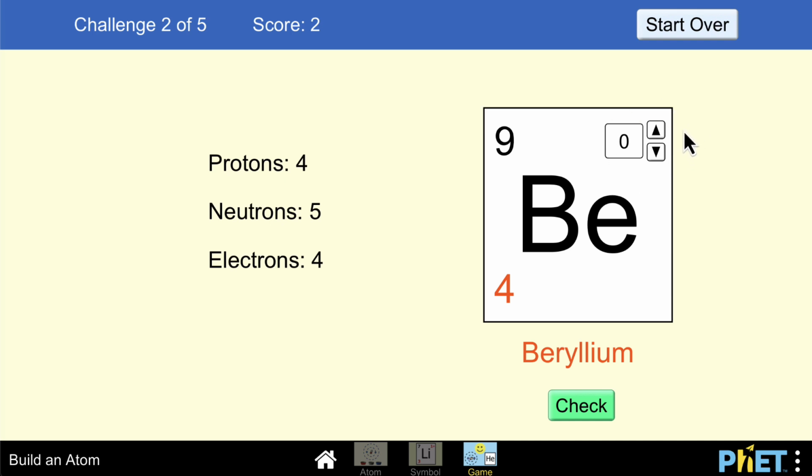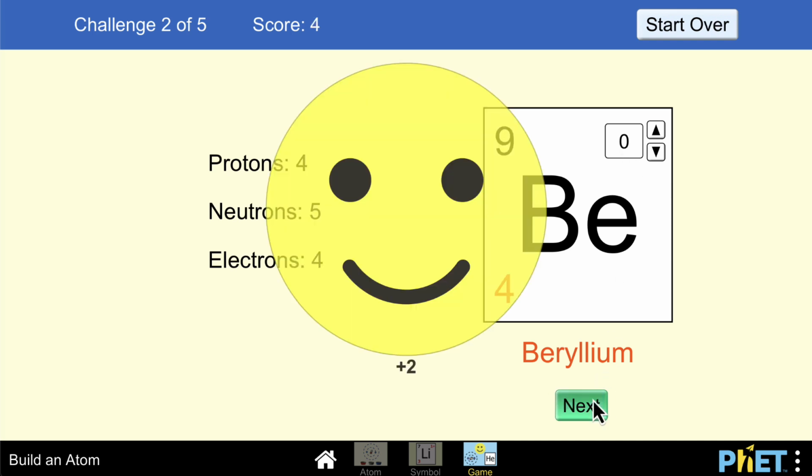Oh, they want us to decide the charge for this atom. We have 4 protons and 4 electrons, so the charge must be 0. And so on.